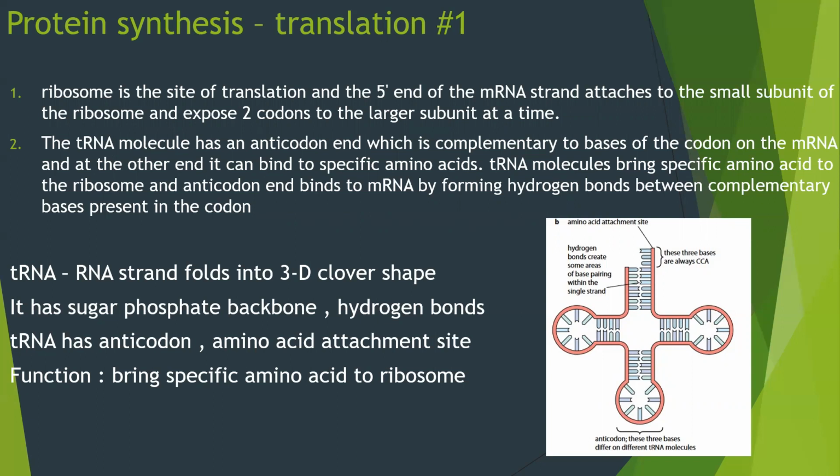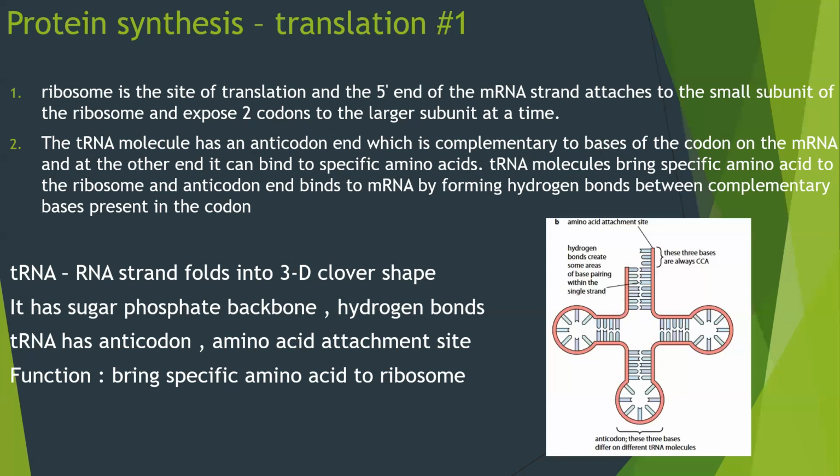So the ribosome, which is made of rRNA, has two subunits. One is the large subunit and the other is the small subunit. And at a time, the mRNA will expose two codons into the larger subunit. So there's another molecule called the tRNA molecule, and this is also present in the cytoplasm. The tRNA molecule has special features. It has an anticodon. The anticodon is three bases which are complementary to the codon exposed by the mRNA in the small subunit. And it has an amino acid attachment site.